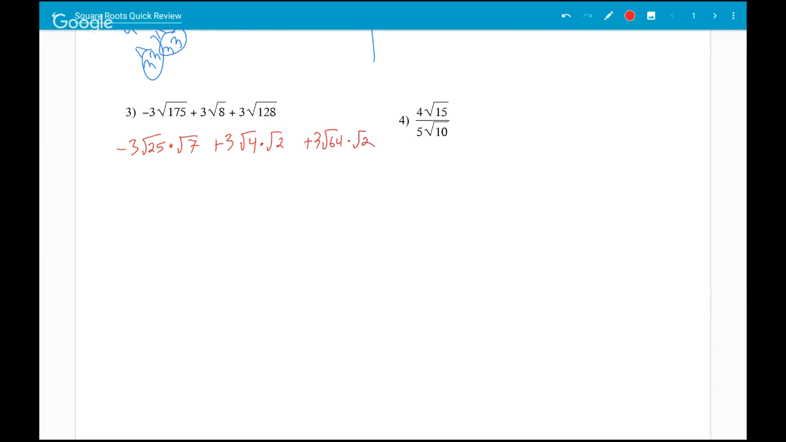Now I'm going to take the square root of those perfect squares. Notice how the coefficients, those numbers that were on the outside, I'm leaving there the entire time. So that -3 that's in the first one stays there. The 3 that was in the second one stays there. And the 3 that was in the last one stays there. So all I did in that step is take the square root of 25, the square root of 4, and the square root of 64.